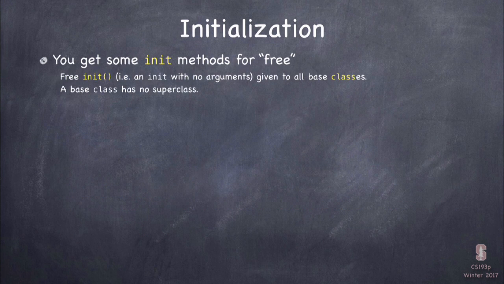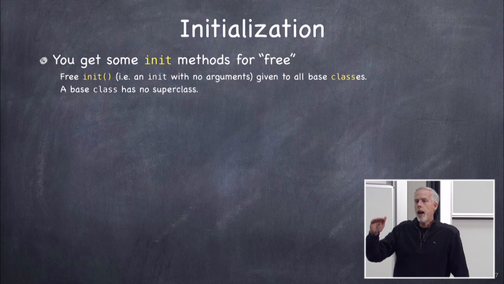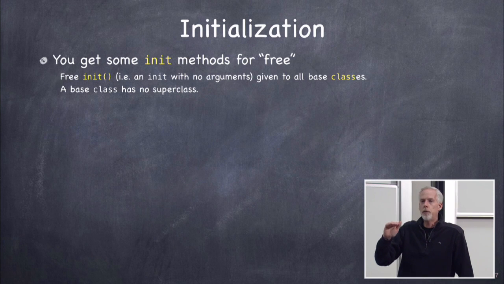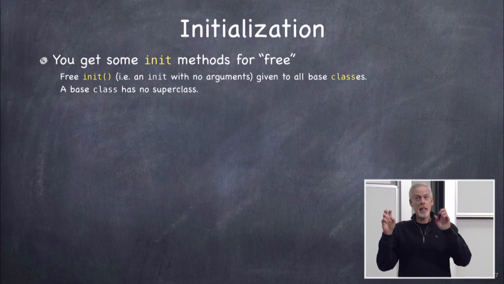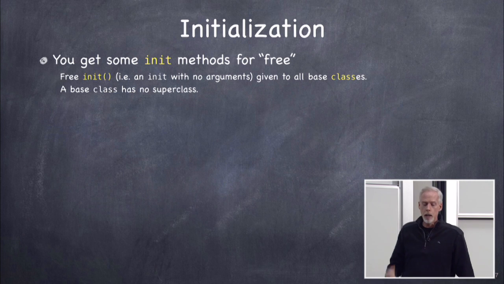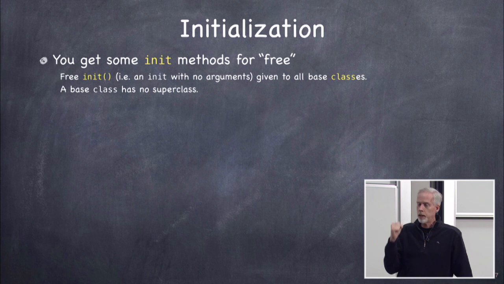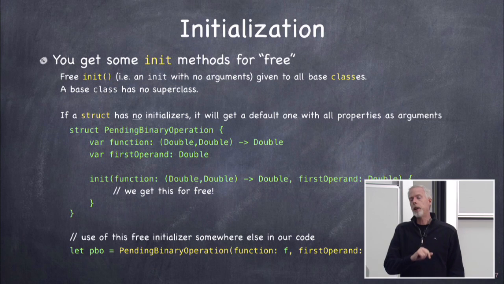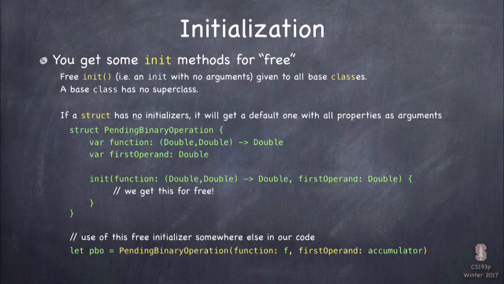You get some inits for free. If you're a base class, you don't inherit from anything else, you get a free init with no arguments. Congratulations. So that means at least people can create you. But again, if you have any vars that aren't initialized, you're going to have to create your inits that initialize them. Structs, even better, they get an init that has all of their vars. Now, if a struct implements even one of its own initializers, it stops getting this free one. You only get the free one if you don't do any other ones.